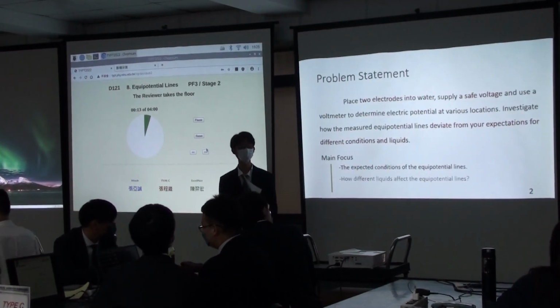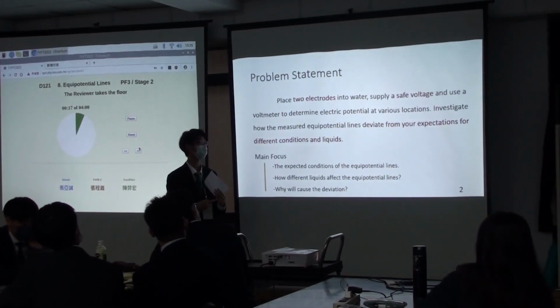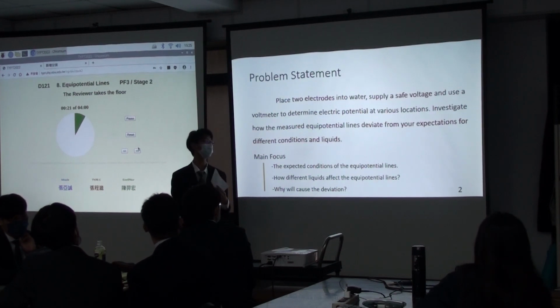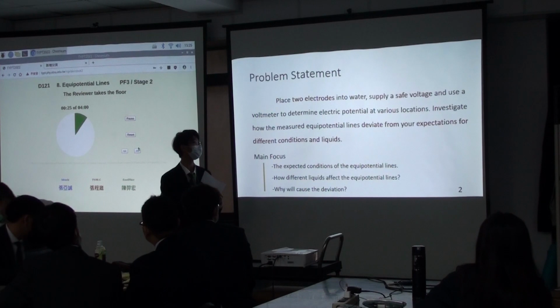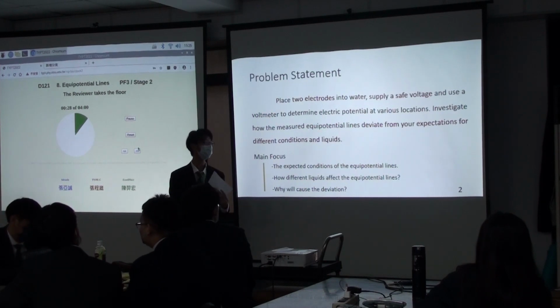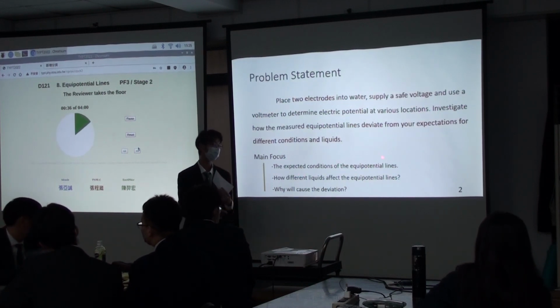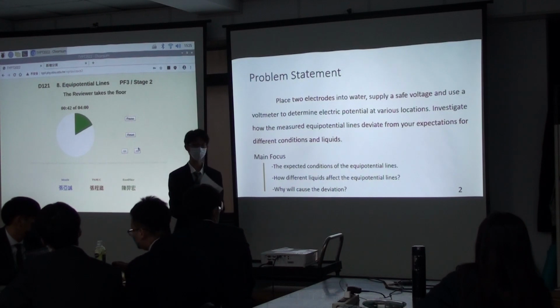And the common statement is: place two electrodes into water, supply a set voltage, and use a voltmeter to determine electric potential at various locations, and investigate how the measured equipotential line deviates from the expectation for different conditions and liquids. And I think the main focus should be the expected condition for the equipotential line, how the different liquids affect the equipotential line, and what causes the deviation.